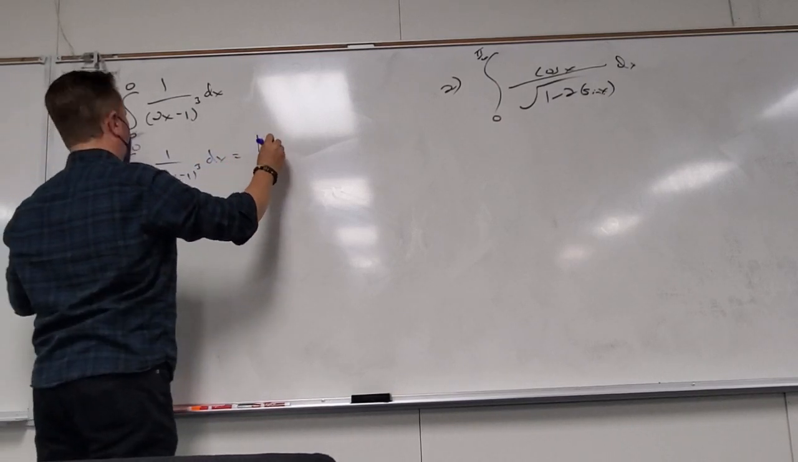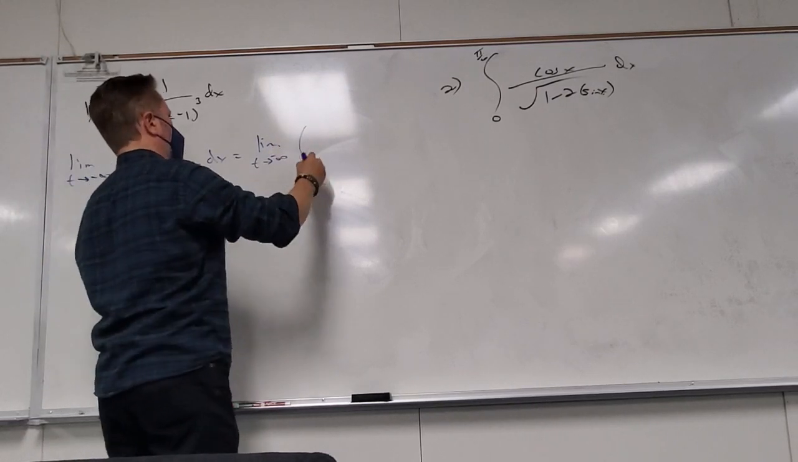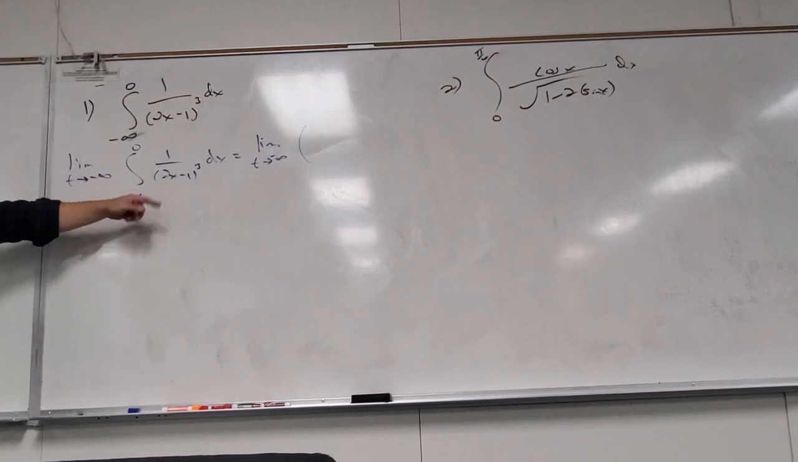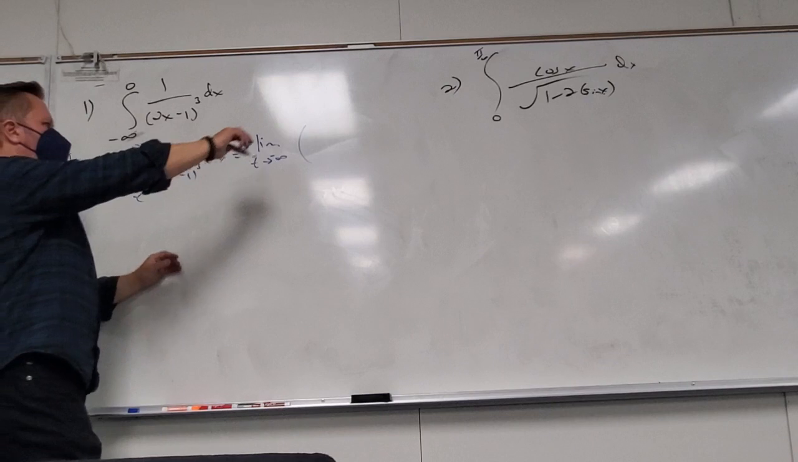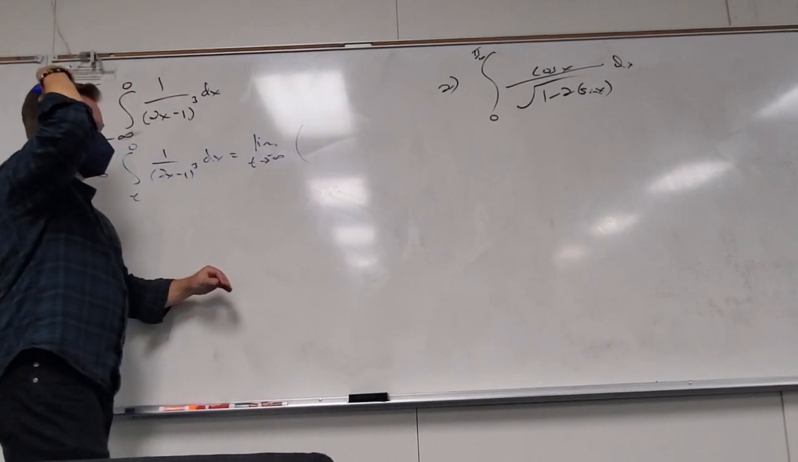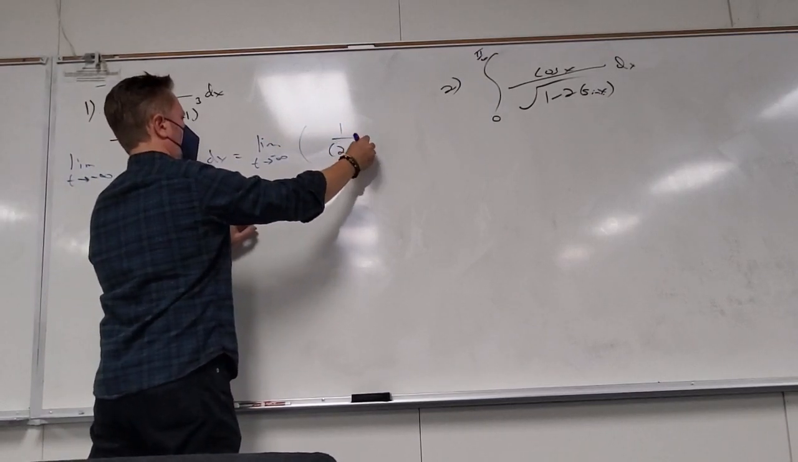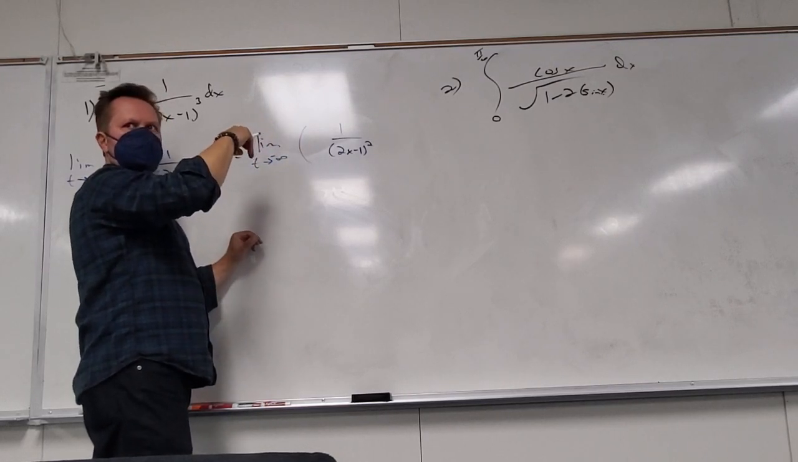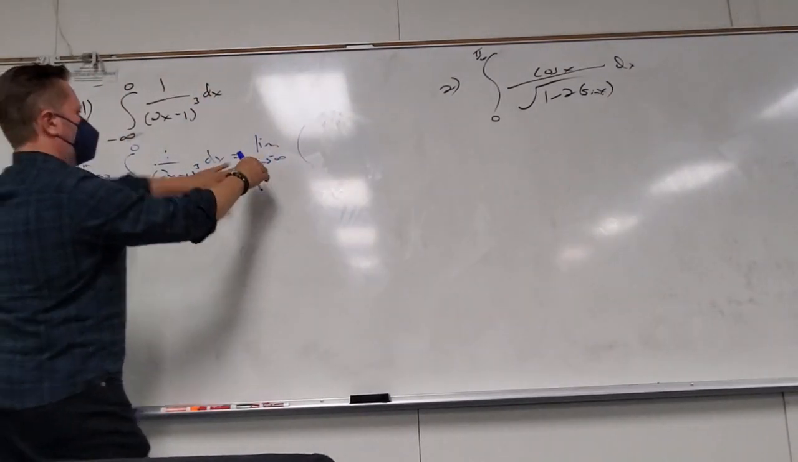Now what's that integral? You could do a u sub, but you really don't need to. It's basically 1 over x cubed. So it'll be 1 over 2x minus 1 squared, and then you have to divide by 6 or 4? So let's do this. Let me change this.